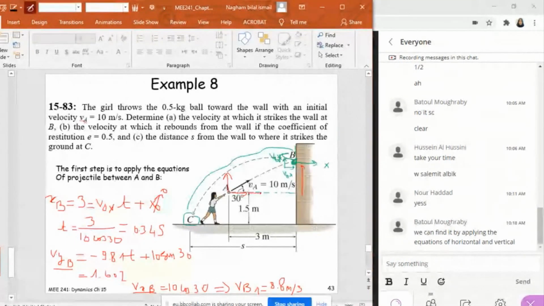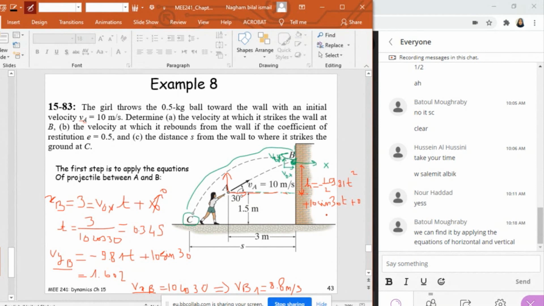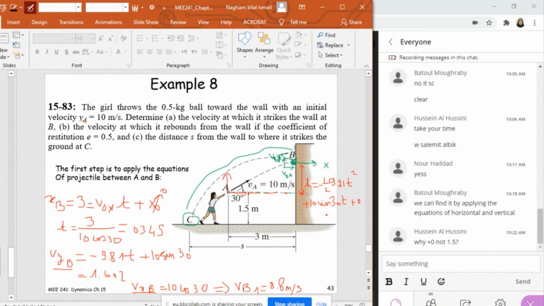This H here, which is YB, based on this reference at A, is equal to minus half 9.81 T squared plus V0y T, which is 10 sine 30 T, plus 0. So this H here, I don't have the value, in fact, but this H is important later on because we're going to use it in the last part. So I don't have the value, sorry guys. Okay, so whenever you know this H, you can also find the whole height of B from the floor, because this one will be H plus 1.5.